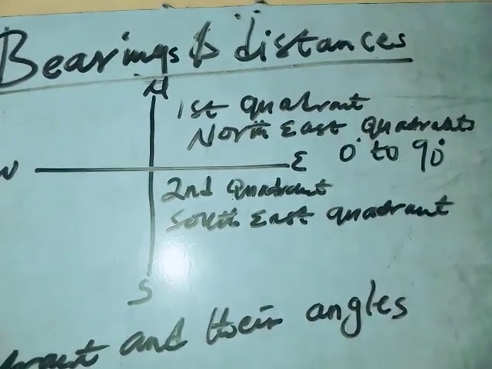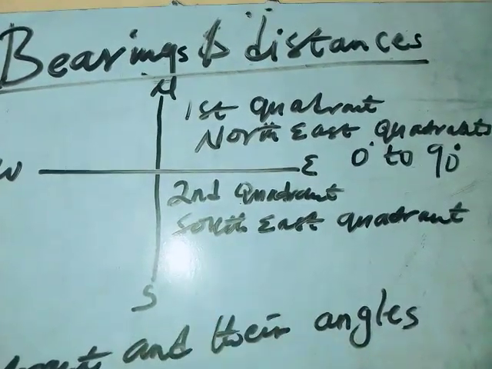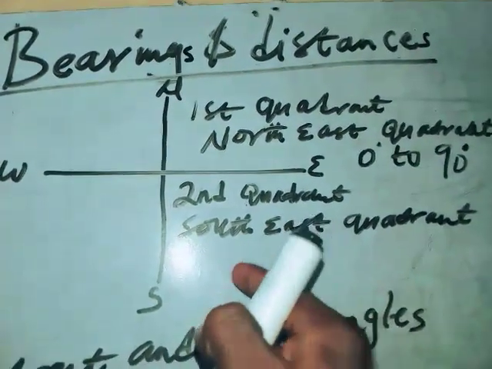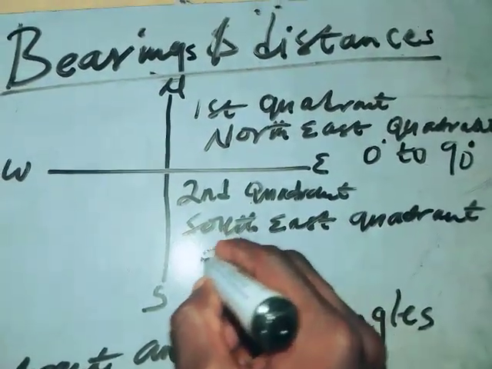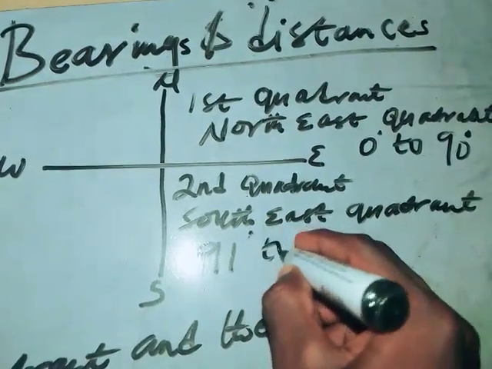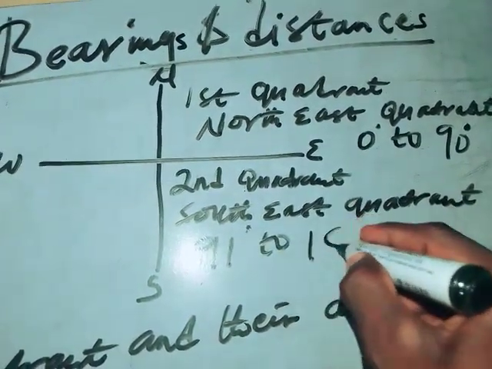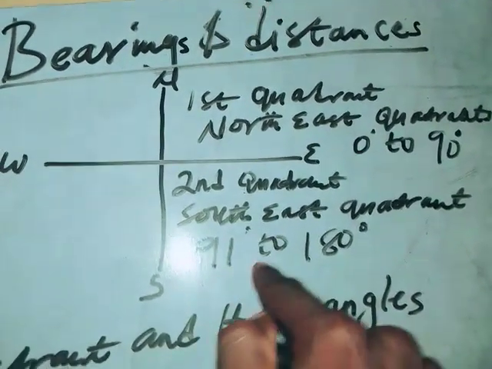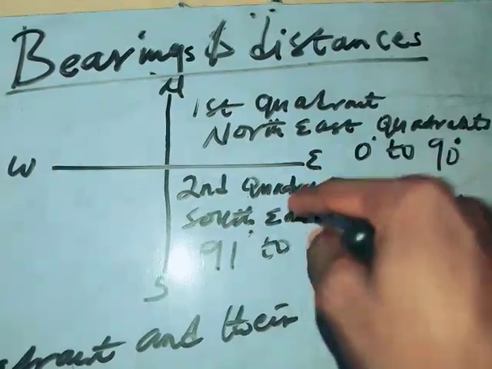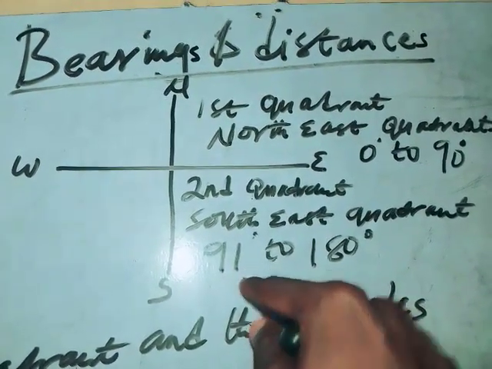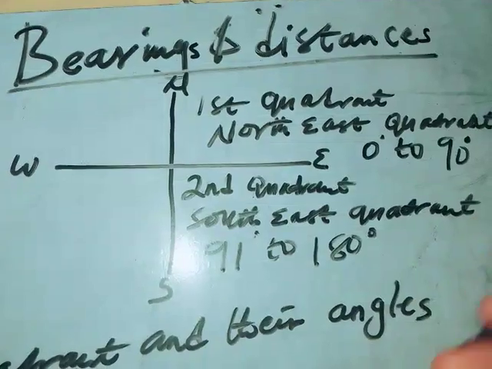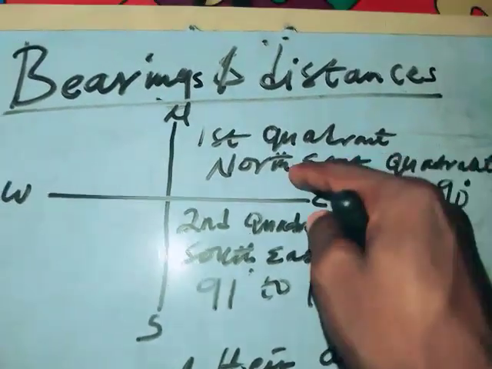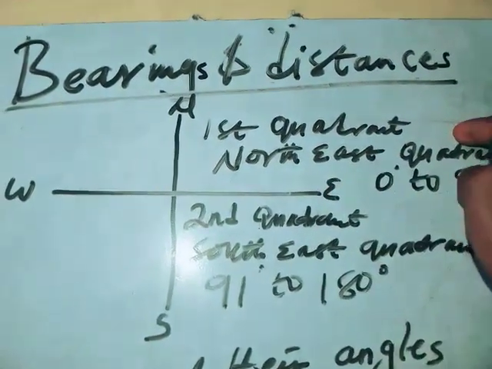What I want you to know is that this second quadrant is above 90, so it is from 91 degrees to 180 degrees. From 91 degrees to 180 degrees falls under the second quadrant. So anything above 90 is the second quadrant, the southeast quadrant. Anything from 0 to 90 is the first quadrant or northeast quadrant.